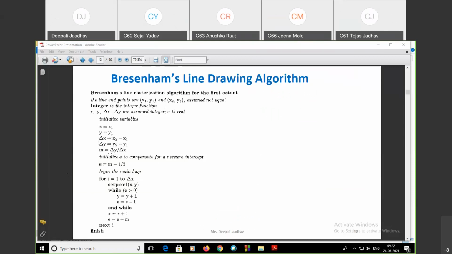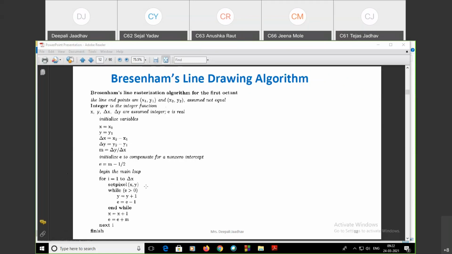How do we calculate the slope of the line? Y2 minus y1 divided by x2 minus x1. So that slope is generated, and that slope minus 1/2 we consider as the error. And using that error, we calculate the x and y values, and accordingly the set pixel function displays the point on the screen.